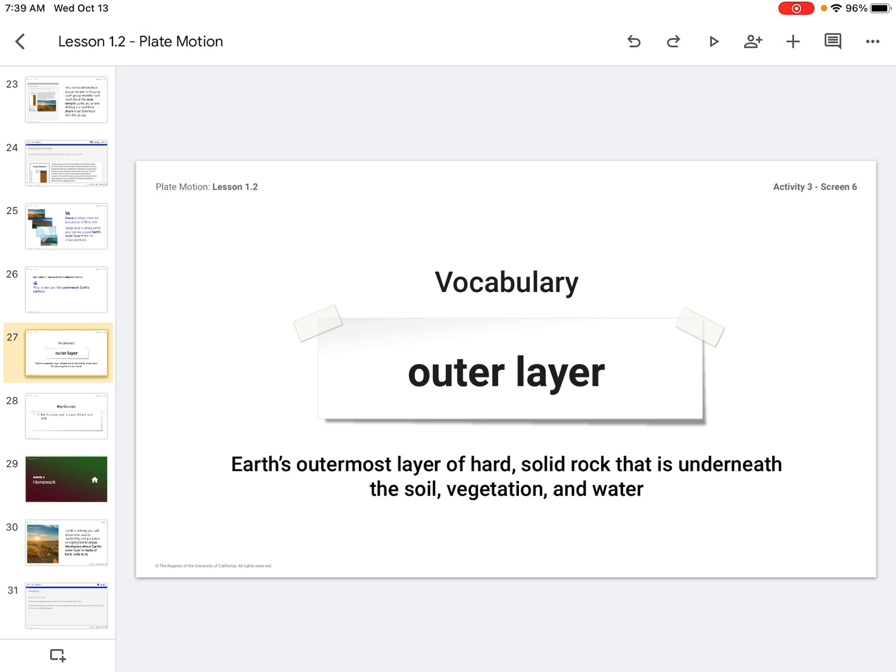So if you were able to sort of pick up everything off the surface of Earth, it would just be covered with hard, solid rock. Think about Mars. There's no vegetation, there's no liquid water, there's nothing on Mars. It's just all hard, solid rock. Same with all the other rocky planets. There's nothing else there, it's just hard, solid rock. Earth is unique in that we have vegetation, we have liquid water, we have soil, but underneath that, it's all hard, solid rock.